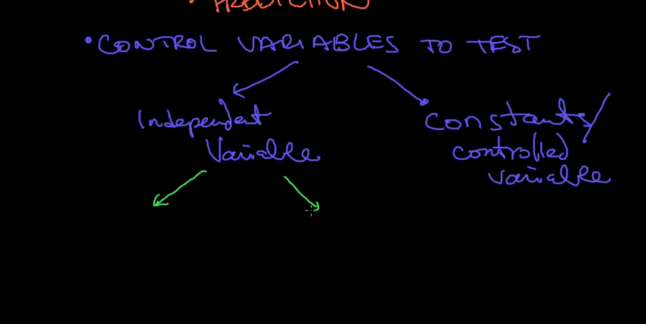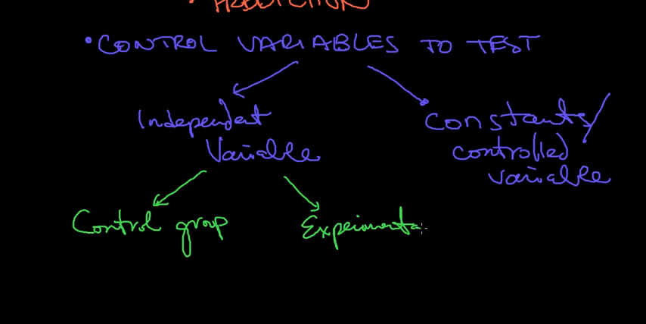So I'm going to do this in a slightly different color. So there are two groups. So we've got a control group and another group called the experimental group. Alright, so these two terms, I'm going to put quotation marks because these are full terms. The control group is, and I'm not going to cross this out, this is the normal group. So this is the group that you're going to compare your data to.